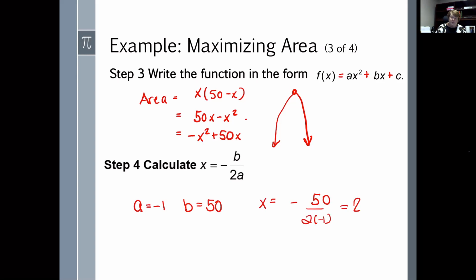And we get 25. So the length of this rectangle to maximize the area would be 25. So what maximizes the area? For it to be a square.